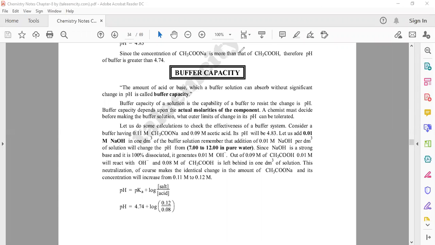Basically, we are making a buffer solution from an acid and its conjugate base, or from a base and its conjugate acid, basically taking its salt. Buffer capacity means when you are adding any acid or a base externally from the outside to a buffer solution, how much that buffer solution resists the change. The extent of that resistance is called the buffer's capacity.